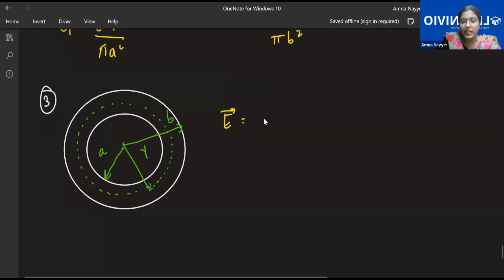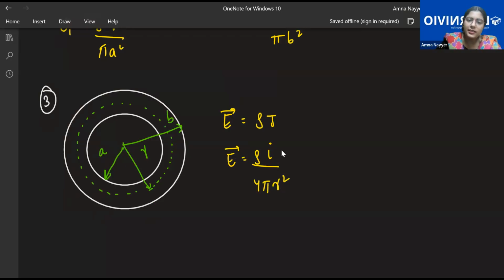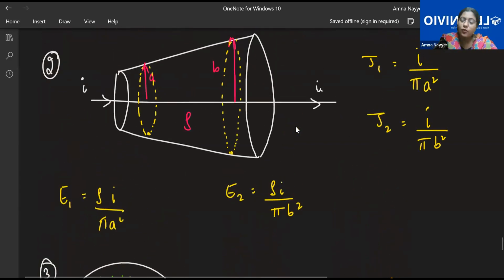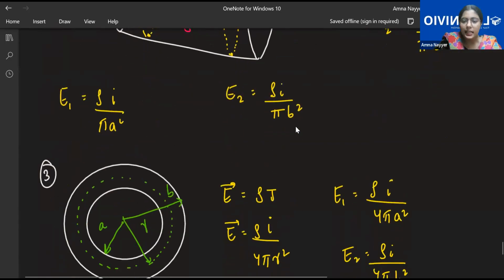You have the electric field equal to rho into J. So the electric field will be rho I by 4 pi small r square. Now you put the value of r separately. If I want to calculate E1, it will be rho I by 4 pi small a square. And if I want to calculate E2, it will be rho I by 4 pi b square, like this. So here you will not have one single formula. You will have to calculate it separately for all the various cases. Is it clear till here?